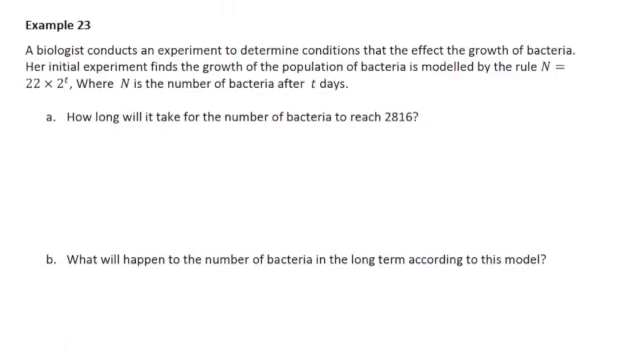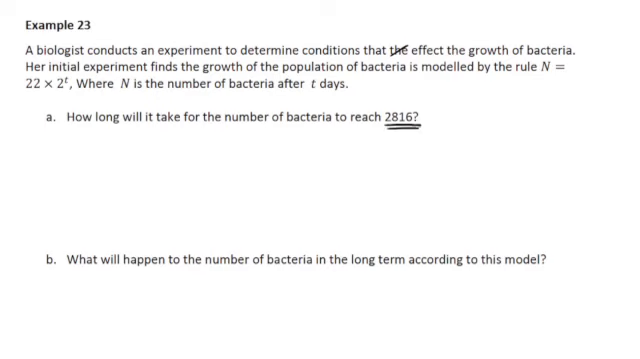Next example, example 23. A biologist conducts an experiment to determine conditions that affect the growth of bacteria. Her initial experiment finds the growth of the population of bacteria is modeled by the rule N is equal to 22 times 2 to the power of t, where capital N is the number of bacteria after t days. First question, how long will it take for the number of bacteria to reach 2816?